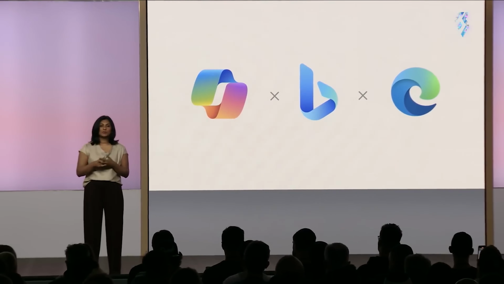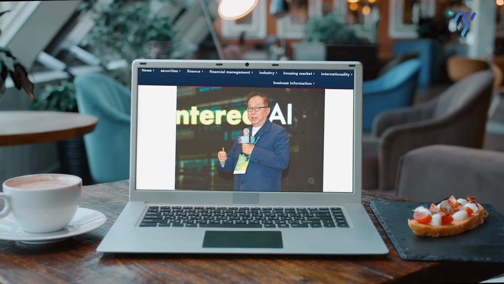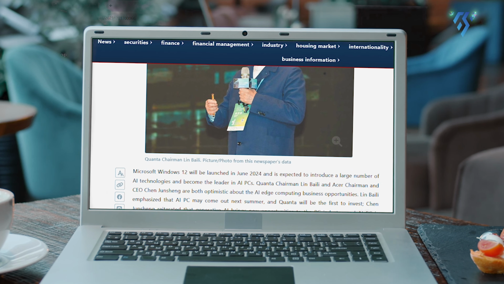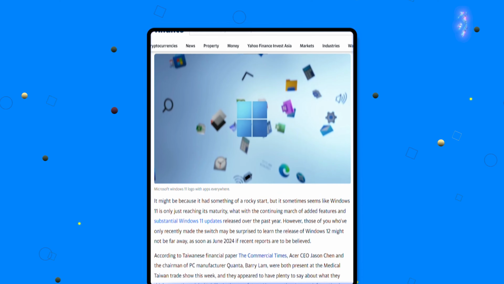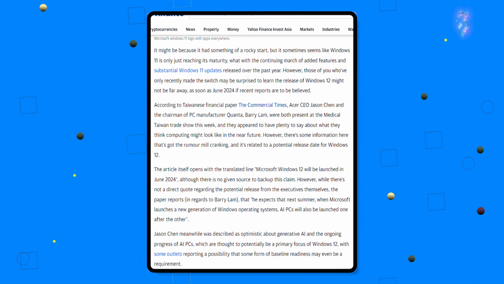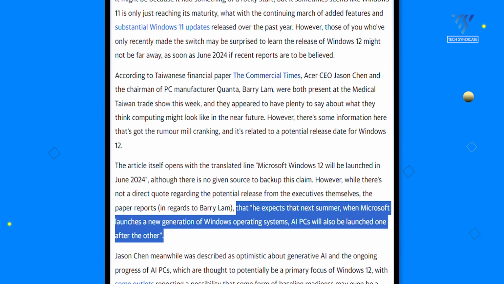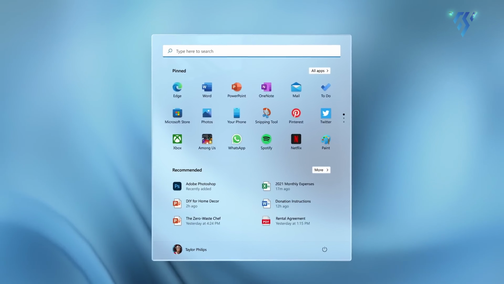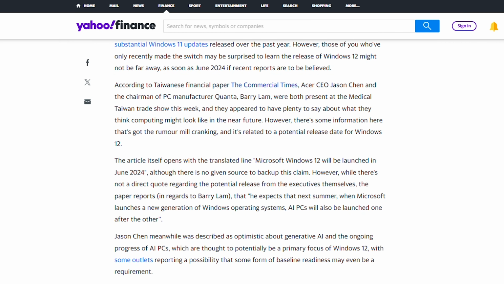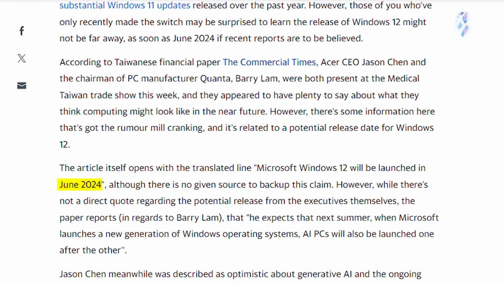According to the Commercial Times, discussions about Windows 12 took place at the recent Taiwan Medical Technology Exhibition in Taipei. The publication asserts that Quanta Computer Chairman Barry Lam mentioned Microsoft's plan to launch the successor to Windows 11 next summer. If this information is accurate, we might expect the operating system to be released as early as June 2024.